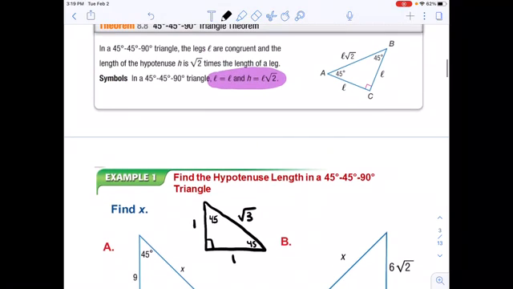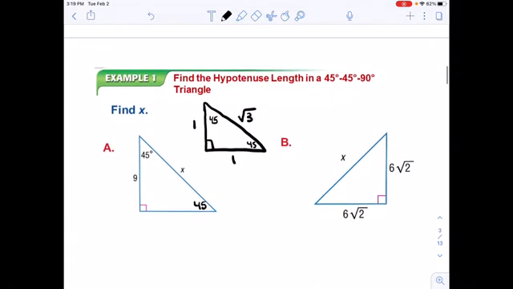You could, yes, use this equation, find the hypotenuse based on the leg. Totally valid. Oops, typo there. Root 2, not root 3. Or you can set up a proportion.